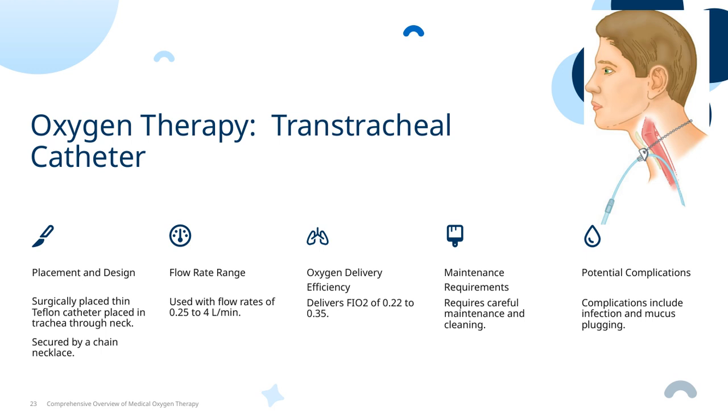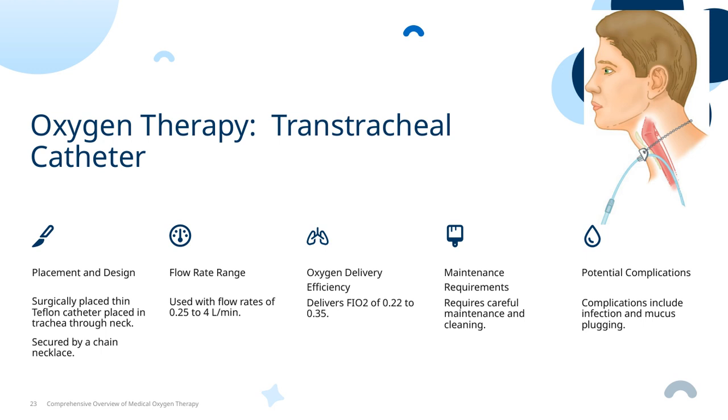Now, regarding placement and design, the catheter is surgically placed and made of thin Teflon material. It's inserted directly into the trachea through a small opening in the neck, which makes it a more permanent solution. To keep it secure and prevent movement, it's often held in place with a chain necklace. Overall, while transtracheal oxygen therapy can be very effective, it requires careful attention to maintenance and proper placement to ensure safety and optimal oxygenation. This method fits into our broader theme of personalized respiratory support, offering targeted oxygen delivery for suitable patients.